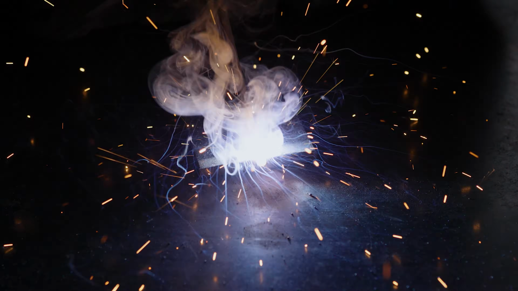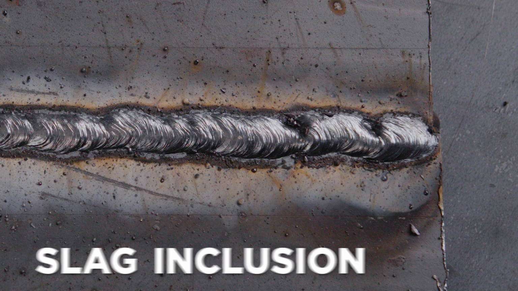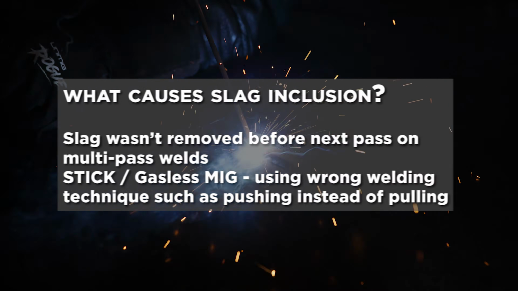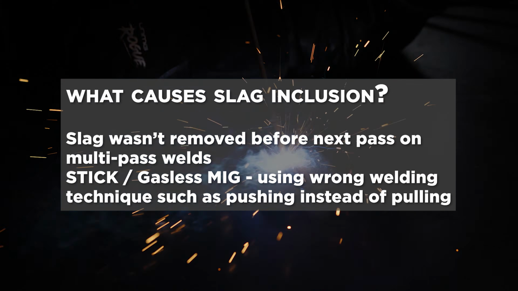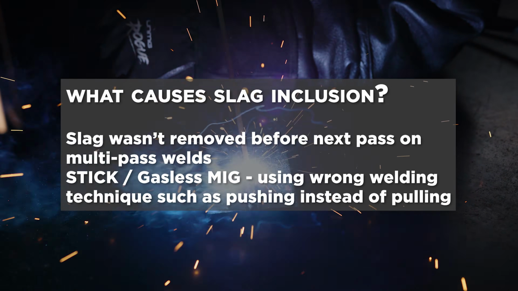Slag inclusion occurs when a piece of flux falls off the end into the weld pool but doesn't melt out, becoming trapped inside and contaminating the weld as it solidifies. This only happens with stick and gasless MIG welding. The slag inclusion will typically leave a hole in the weld with the slag exposed. What causes it? Slag wasn't removed prior to the next pass on multi-pass welds, or, with stick and gasless MIG, using the wrong welding technique such as pushing instead of pulling.